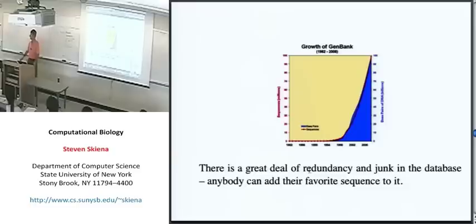Because anyone can put information in there, is there a problem with accuracy? Well, there is what we would call junk in the database. The answer is there is what it is. It's like asking, is there a problem with accuracy on the web? The answer is yes, but it's still a useful resource. So you have to know what you're looking at, and you may decide how much you trust it or don't trust it.